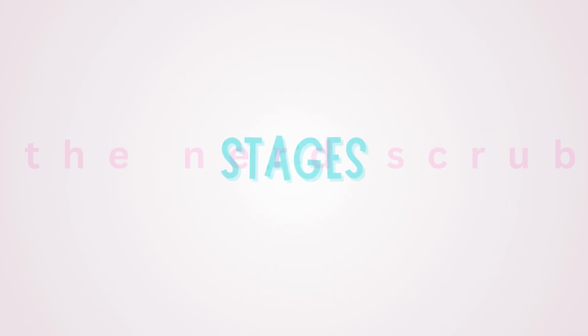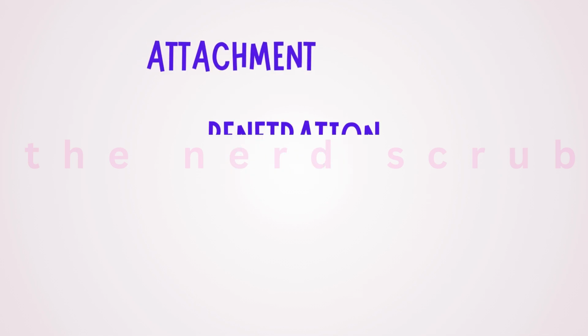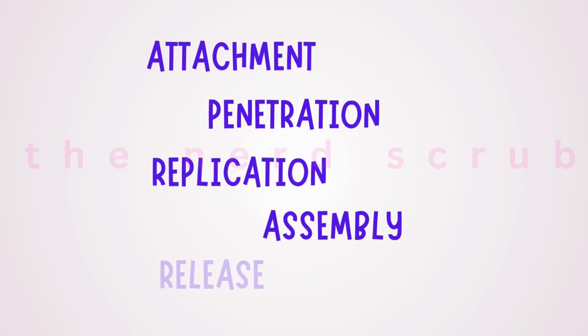The virus life cycle consists of the 5 main stages that we have previously discussed as well, that is attachment, penetration, replication, assembly and release. And each stage is critical for the virus to successfully infect a host cell and produce new viral particles.